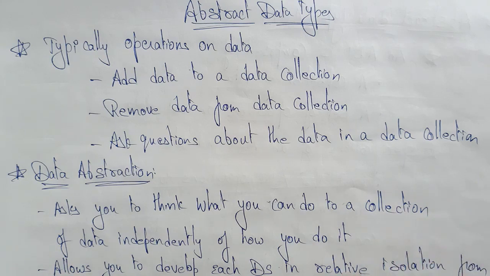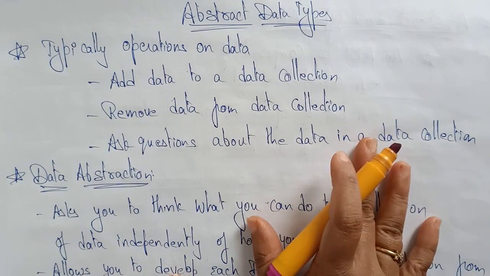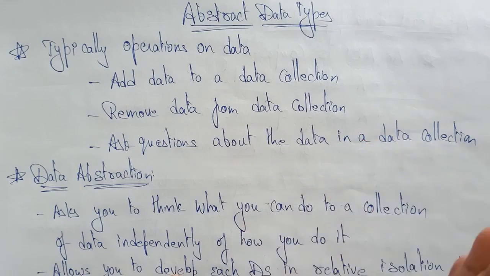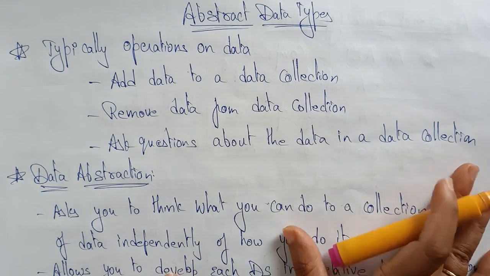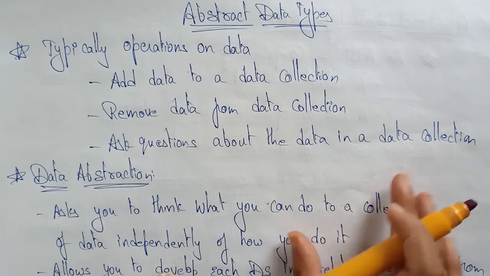So you already know data types. You have seen so many data types that we used, such as integer, float, characters, arrays, and strings, and so many data types will be there. Those data types we call abstract data types. Why do we call some data types abstract data types?